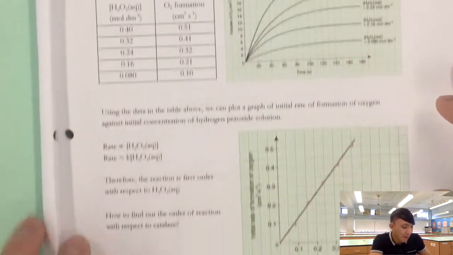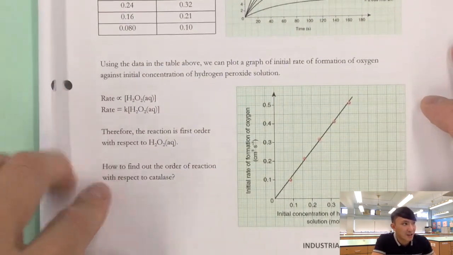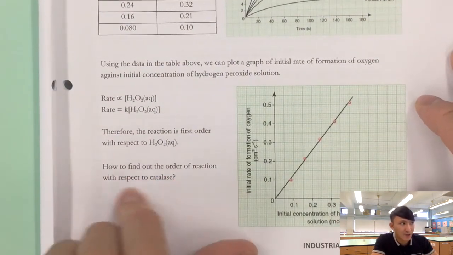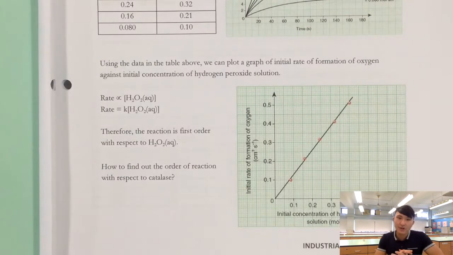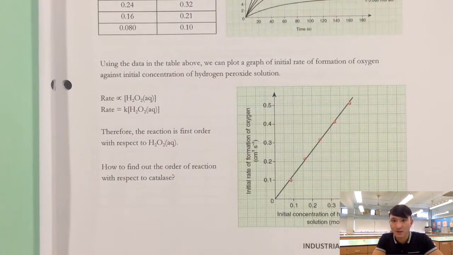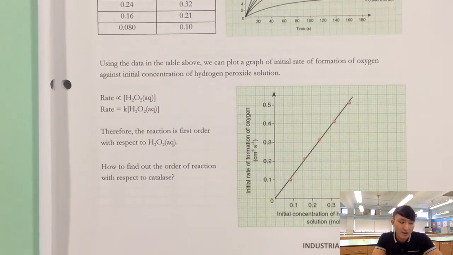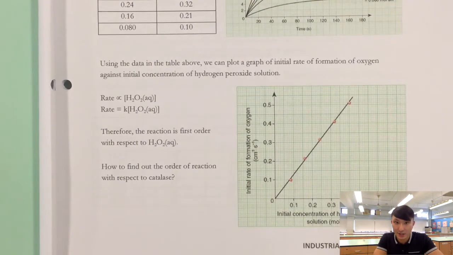Okay? Now down here, simply asking you, how do we find out the order of reaction with respect to catalase? Even though catalase is not a reactant, still, catalase participates in the reaction. And obviously, catalase affects the rate of reaction. So the catalyst itself may also have an order. So here, we also have to pay attention to the order with respect to catalase.